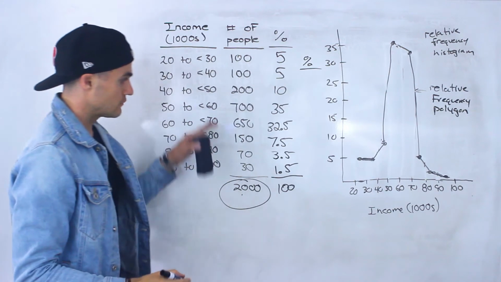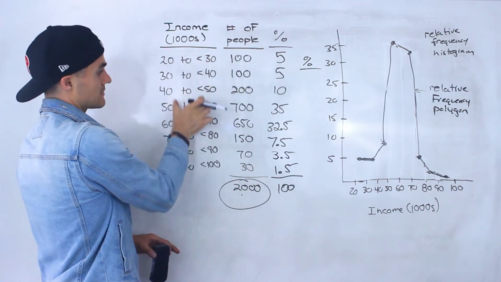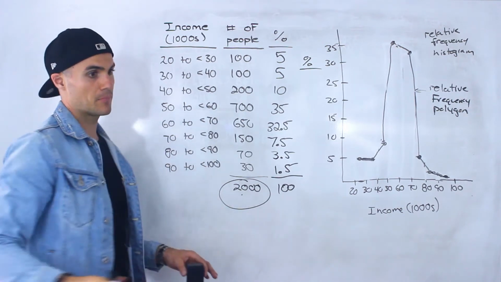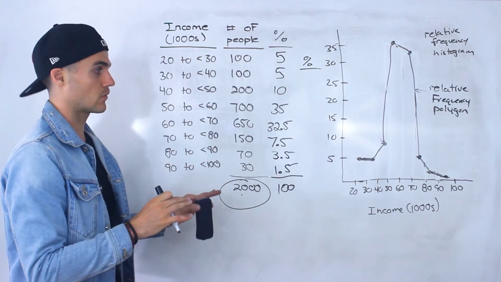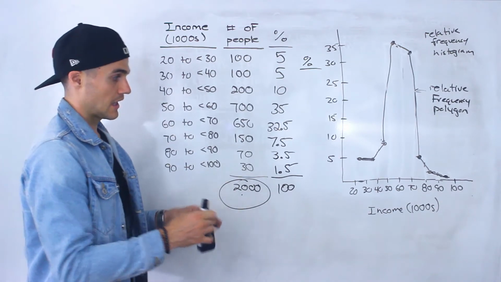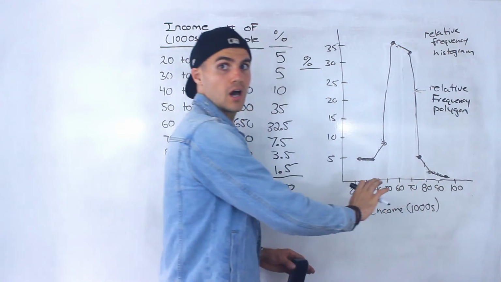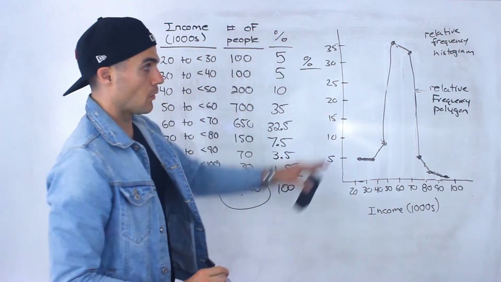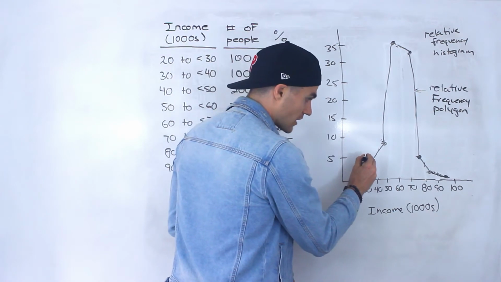Now, what would happen if we added even more intervals? So maybe instead of going up by 10,000s like we are here, we went up by 5,000s. Or what if we went up by thousands or even hundreds? And we really had a really large amount of intervals. What would happen to that relative frequency polygon? Well, we would start having more dots to connect.